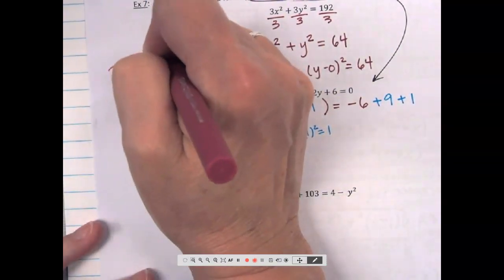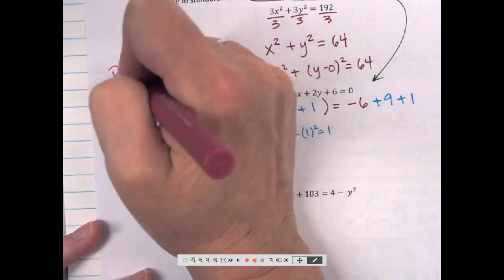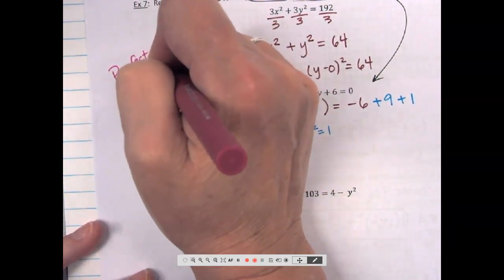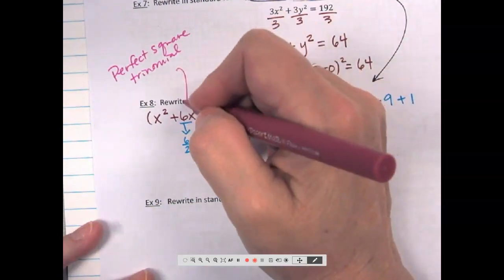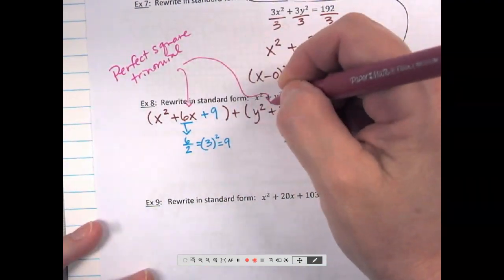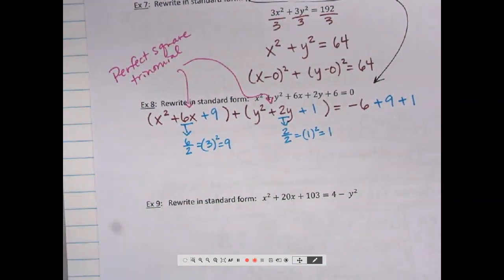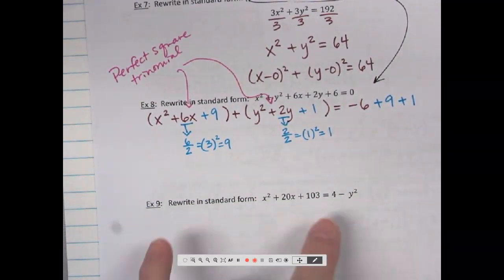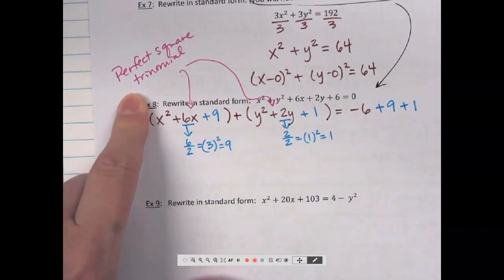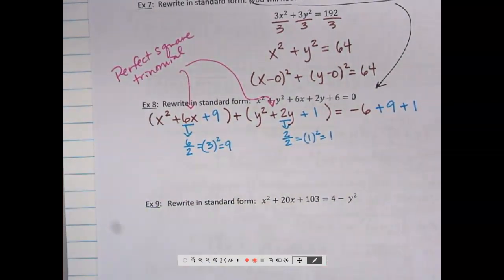Perfect square trinomial. Here and here. That take half and square and add is what creates a perfect square trinomial. Now, what is that? Okay, you know what a trinomial is. It has three terms. I have three terms here, I have three terms here.